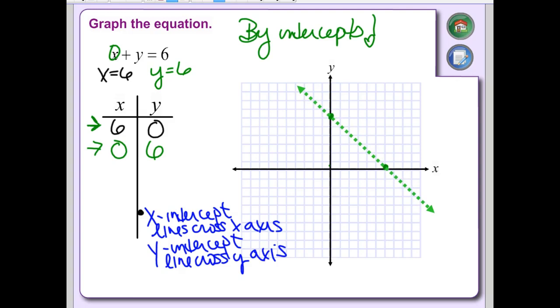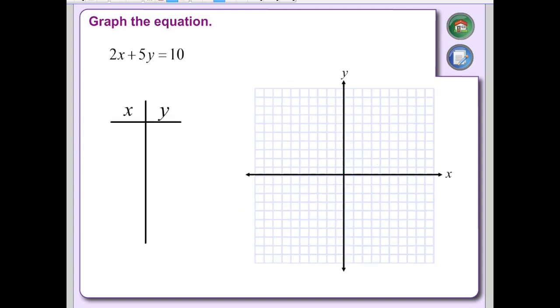Okay, let's try another one together. All right, we're going to graph the equation in standard form. So let's look at our next slide. Go ahead and write down this equation. Again, as soon as you realize, oh, what form of the line is that? Oh, that's in standard form. And as soon as you see it in standard form, that means that we're going to graph by intercepts.